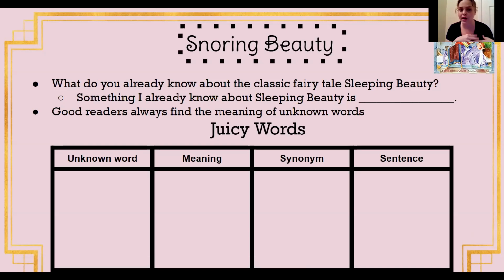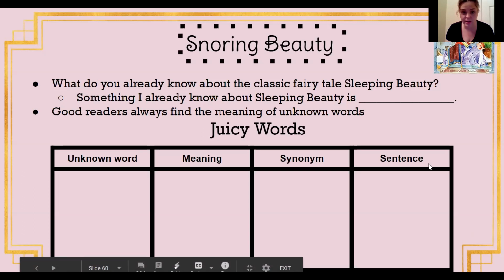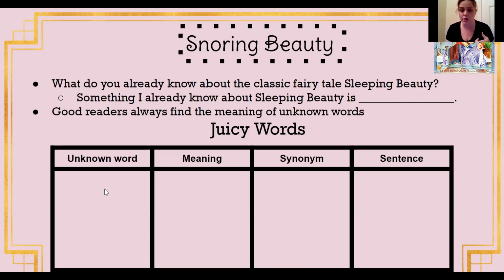As we're reading, there's a lot of juicy words in here. So I'm going to be writing those juicy words. I want you to make sure you have this chart. You see this chart where it says juicy words. I want you to make this table in your notebook. So unknown word, meaning, synonym, and then you're also going to write a sentence. We're going to practice doing that all together because we always find the meaning of unknown words. So just take a few minutes to jot that down, you can always pause me. And then when you're ready, we can start the story.